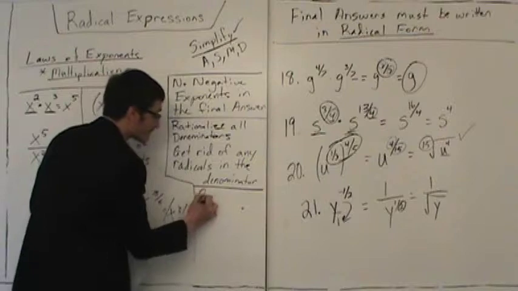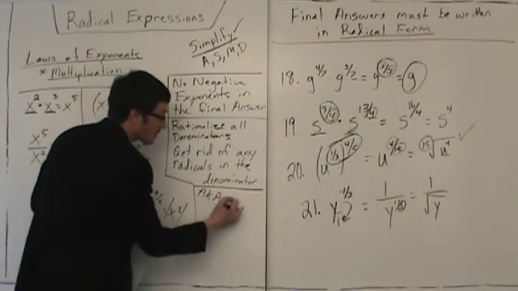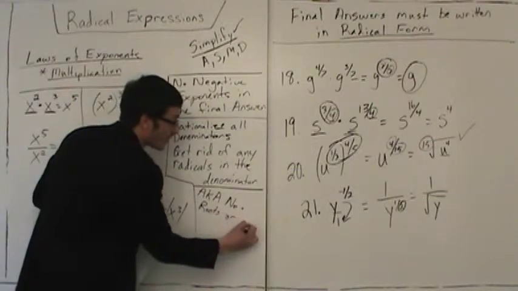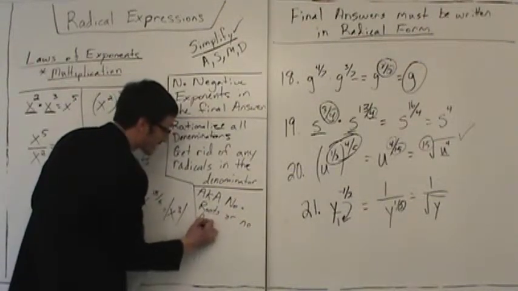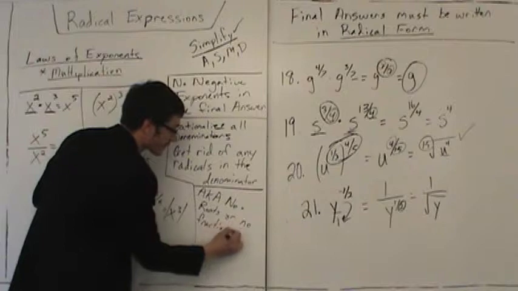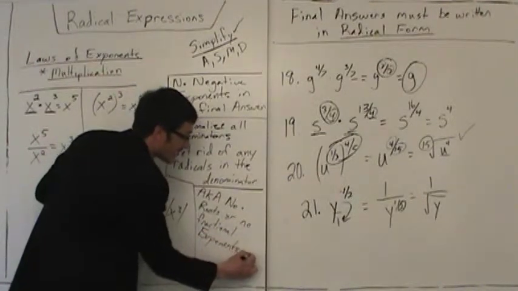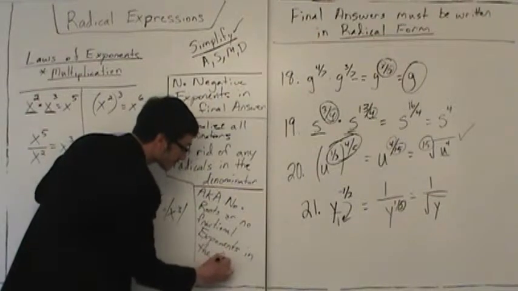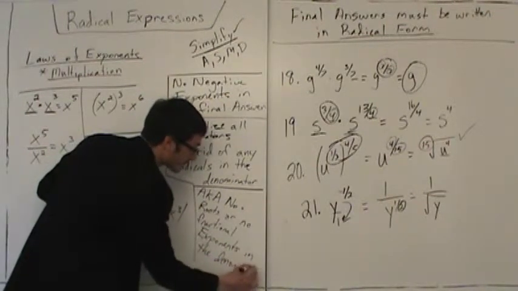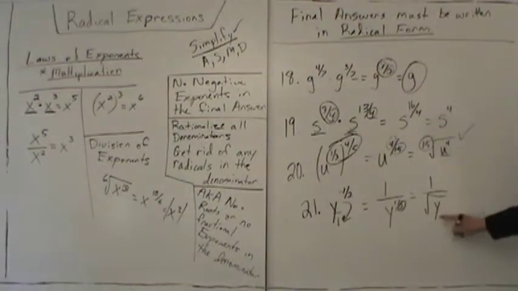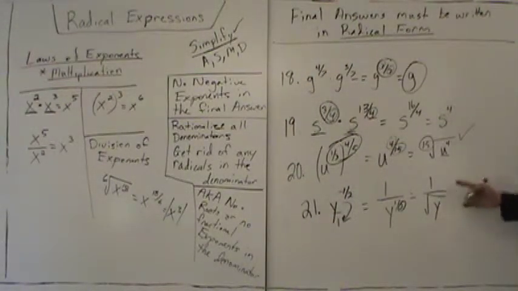AKA, no roots, or no exponents, no fractional exponents in the denominator. Okay, so we're looking at 1 over the square root of y. Notice we have a radical in the denominator. We have to get this out.